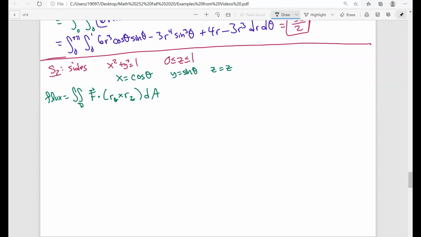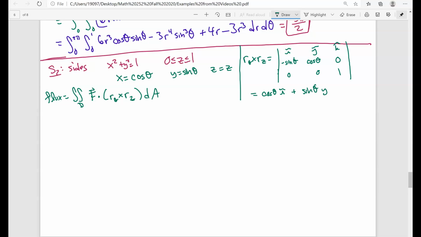So luckily for us, we kind of already did this in the previous one, but I'm still going to do it anyways. So r sub theta, r sub z. So i, j, k. So with respect to theta, the first one's going to be negative sine theta. The other one's going to be cosine theta, and then 0. And with respect to z, it's going to be 0, 0, and 1. And when you do this cross product, you're going to get cosine theta i hat plus sine theta j hat. And you can see that this guy is actually in the positive orientation. It's going outward. So this actually does make sense. So this is good.